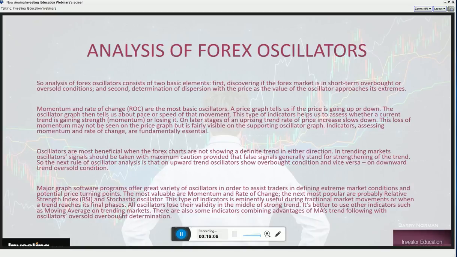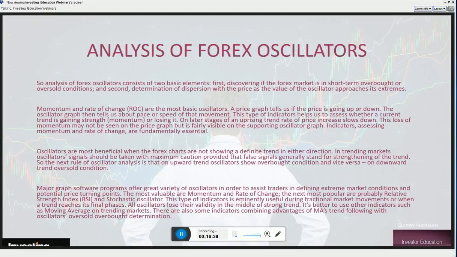Oscillators are the most beneficial when the Forex charts are not showing a definite trend in either direction. In trending markets, oscillator signals should be taken with maximum caution, given that false signals generally stand for strengthening of the trend. So the next rule of oscillator analysis is that on an upward trend oscillators show overbought conditions, and vice versa on a downward trend.